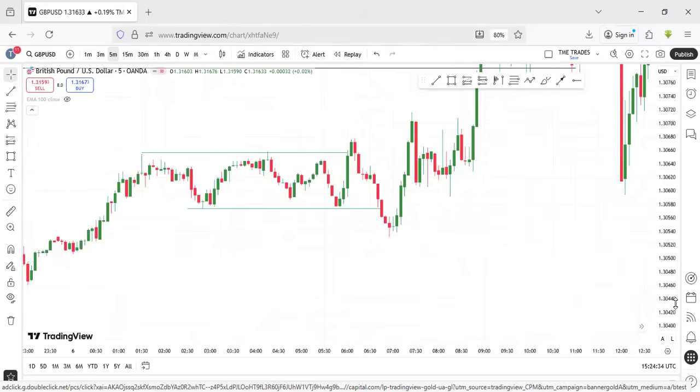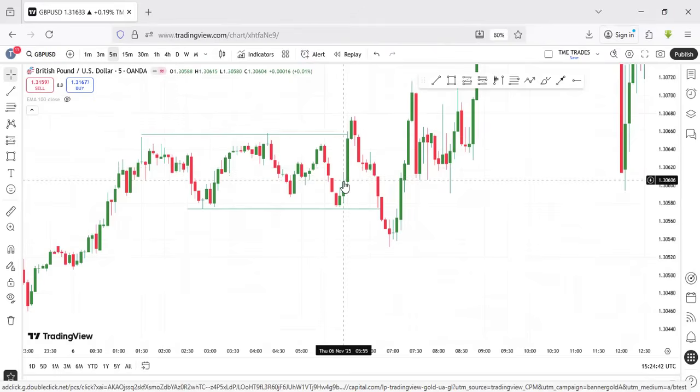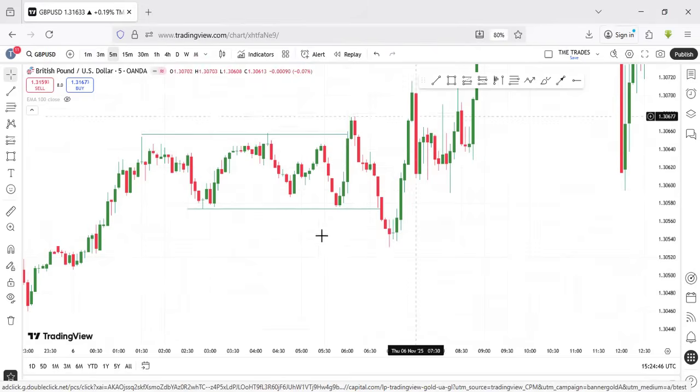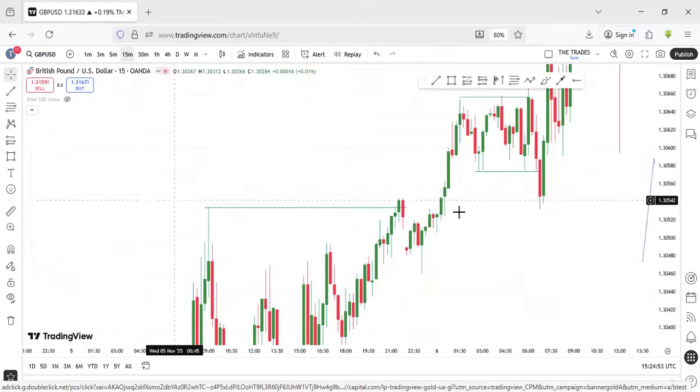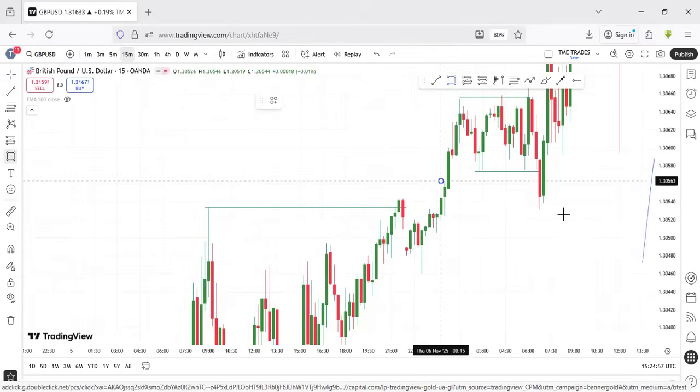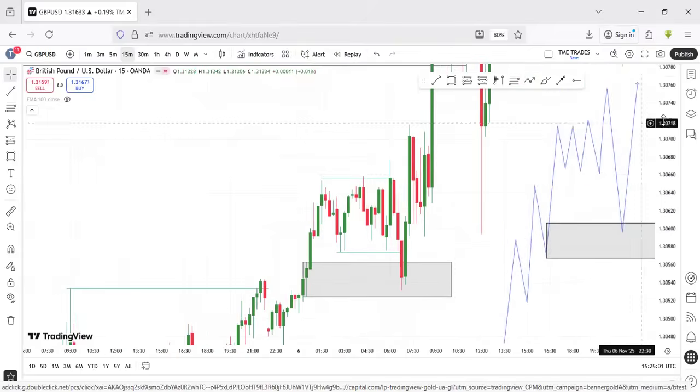Let's look at it. You will always see this range. As you can see, this is the start here, and this happened to be the ending here. And what happened? The market broke out and came back. Where did the market come to? The market came to this 15 minutes order block, and what happened? It continued moving to the upside.